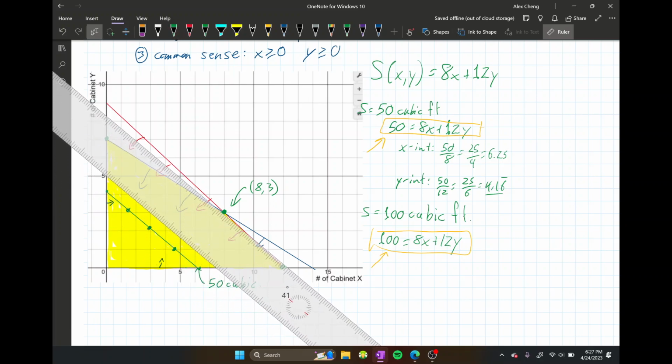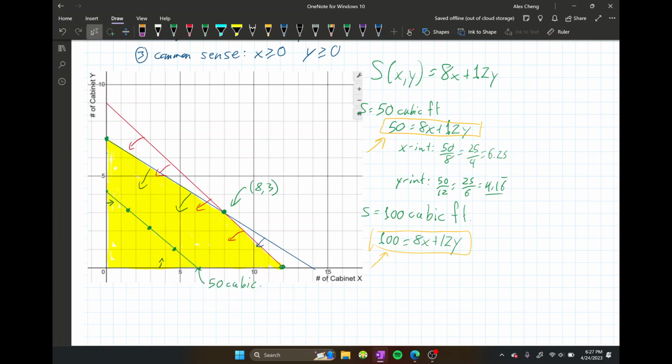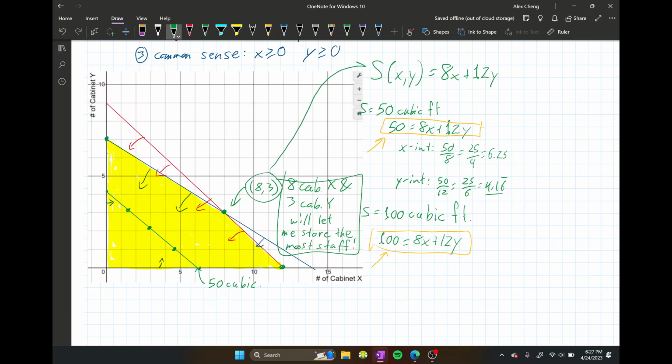And so that tells us that 8 cabinet X's and 3 cabinet Y's will let us, or let me, store the most stuff. And that is the end of our problem. Now, if you want to know how much stuff I can actually store, then you can just take 8 and 3 and plug it into our storage space function.